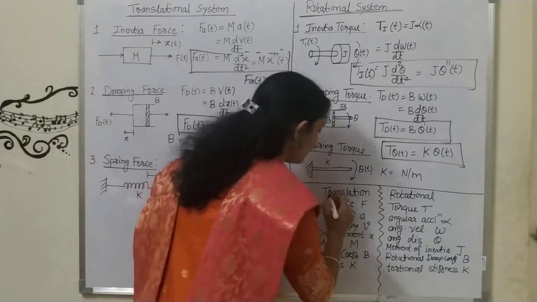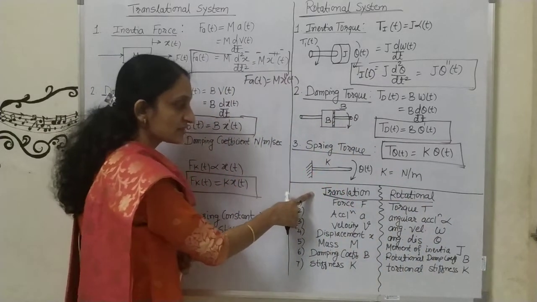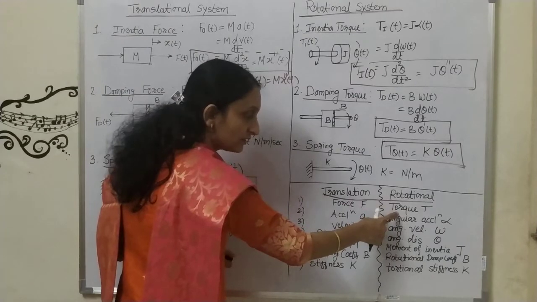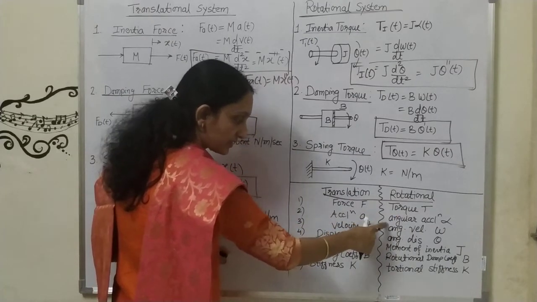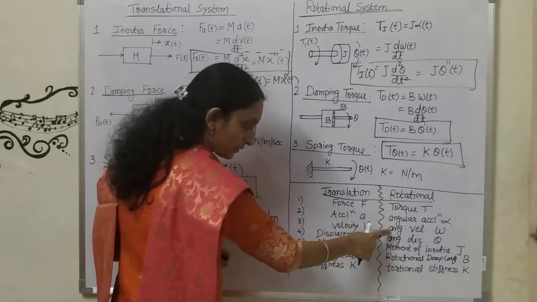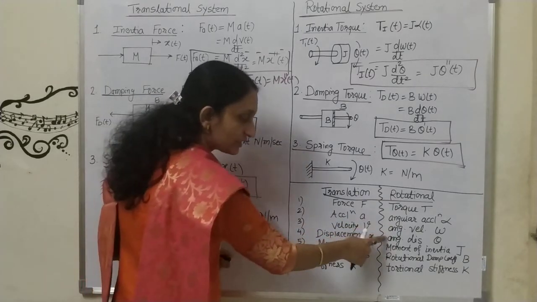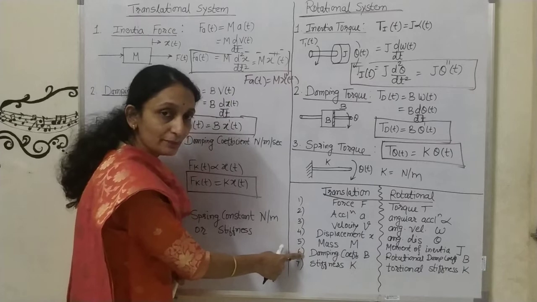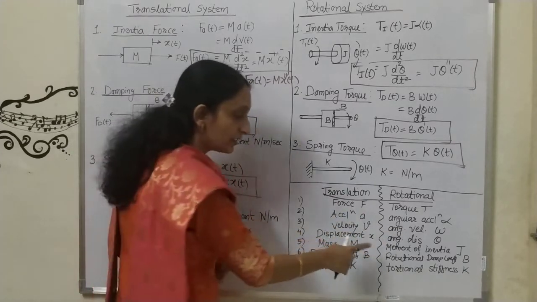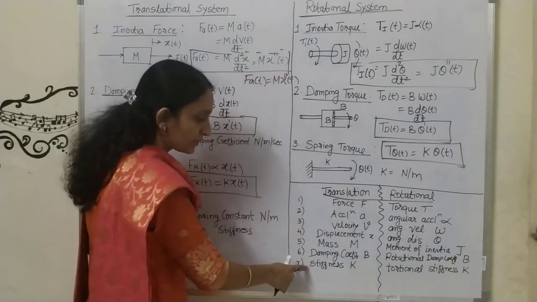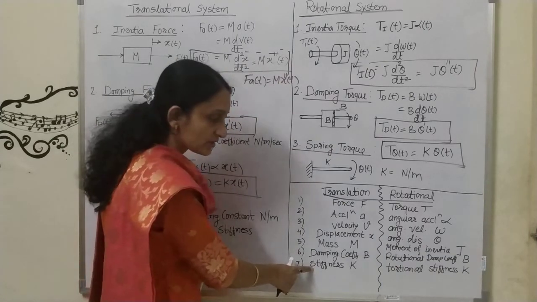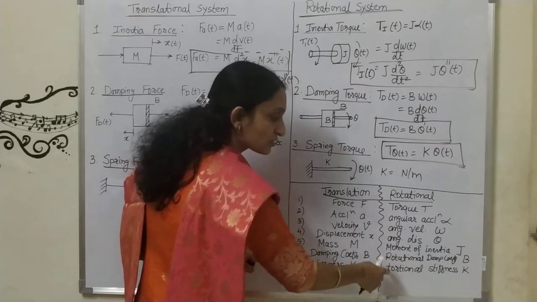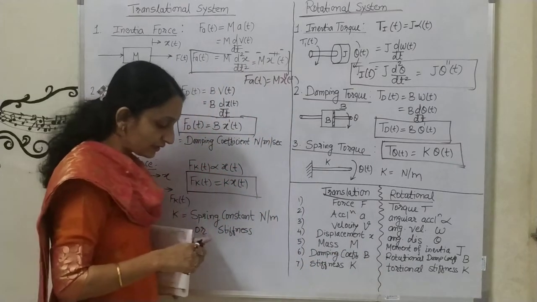Okay, so see, I have compared these things, translation system, rotational system. So force, here in case of rotational it will be torque, acceleration, angular acceleration, velocity, angular velocity, displacement x, angular displacement theta, mass m, moment of inertia J, damping coefficient b. So we are using the same term b, but here it will be the rotational damping coefficient. Number 7, stiffness k, k is a constant. Again we are using the same term k there, but here instead of stiffness this is torsional stiffness. Okay, so are you getting the comparison?